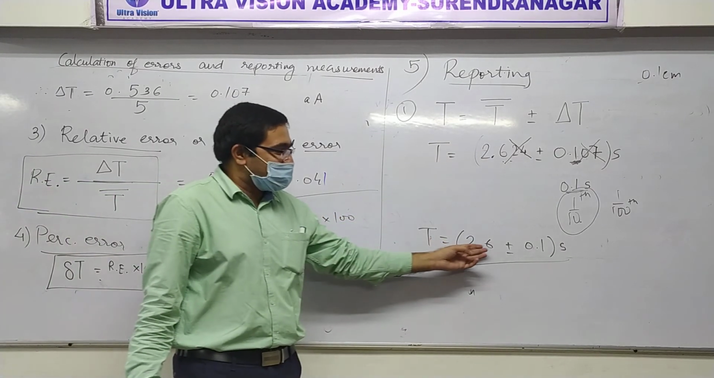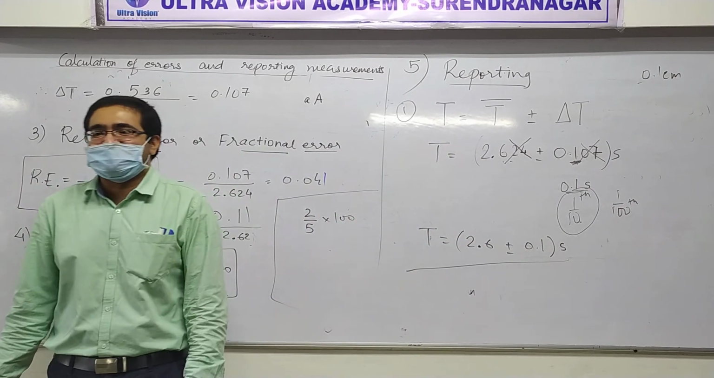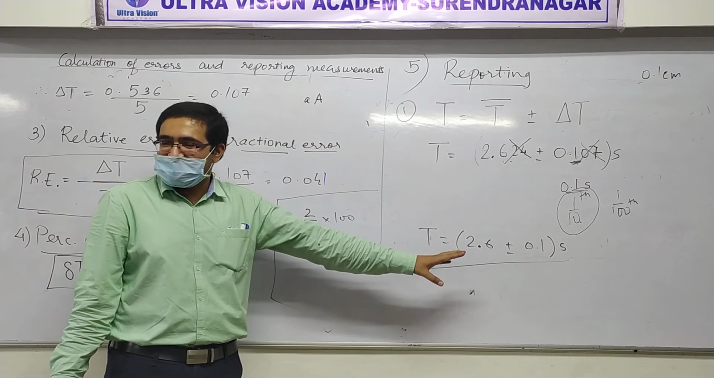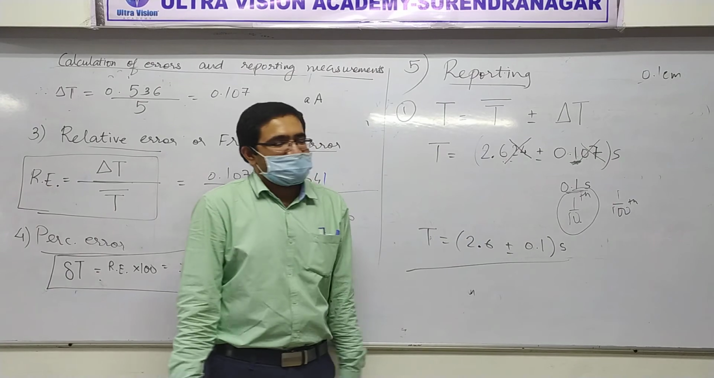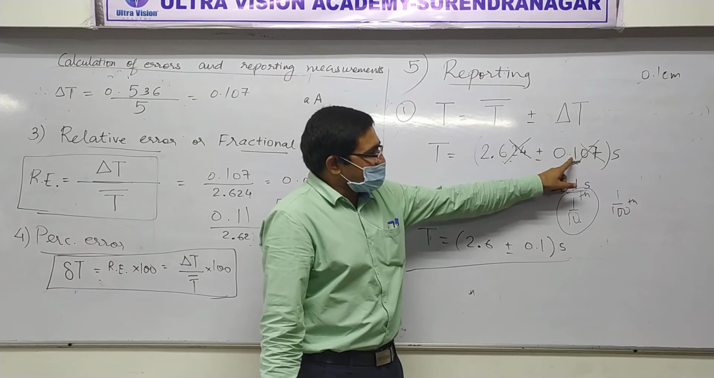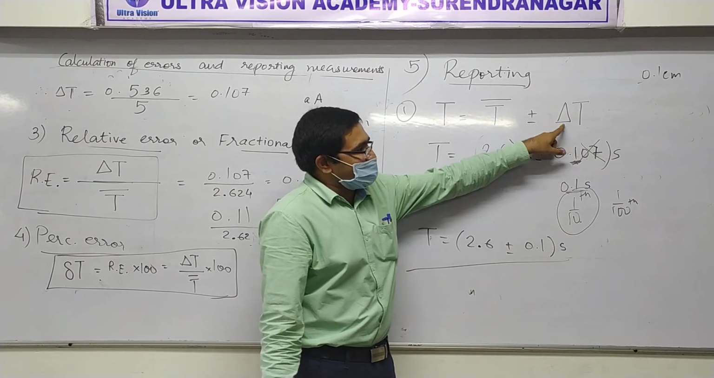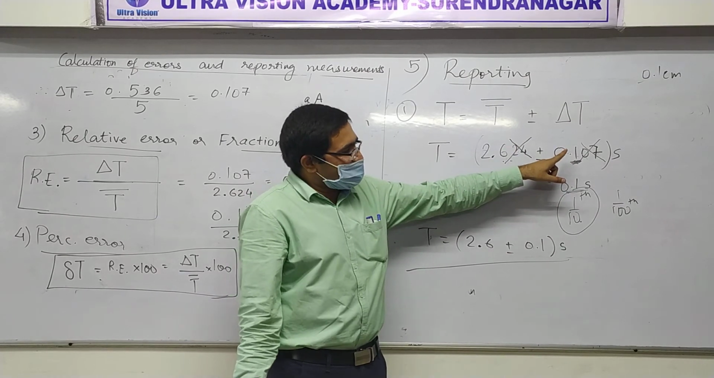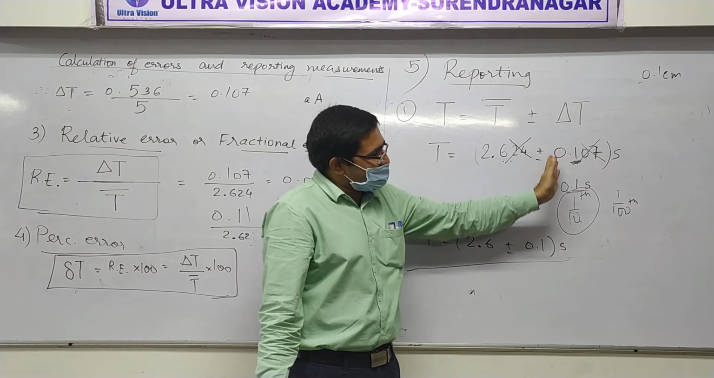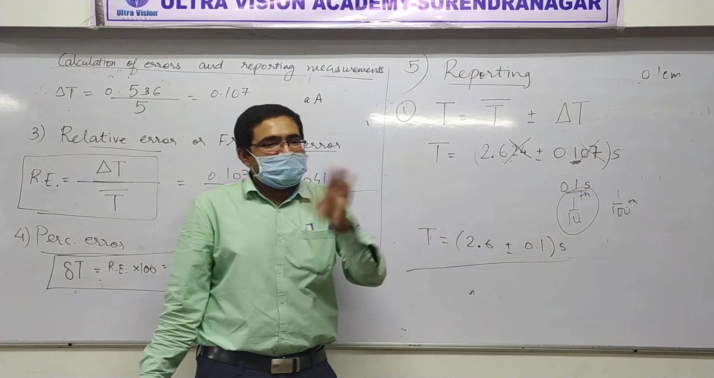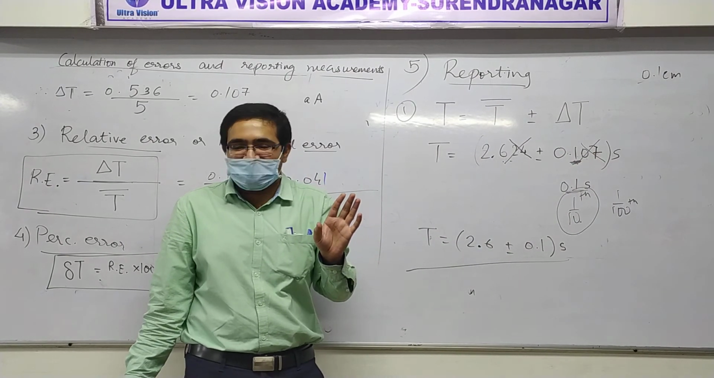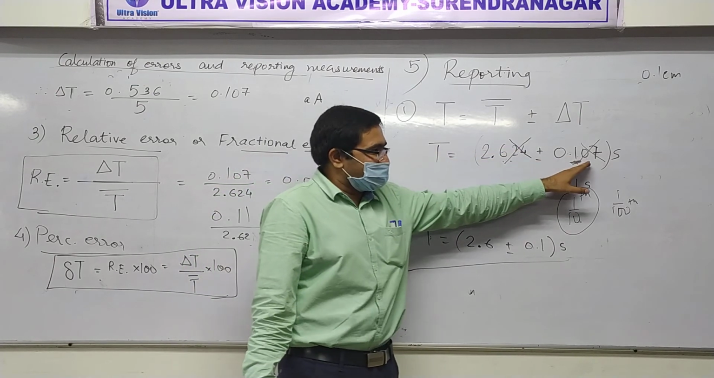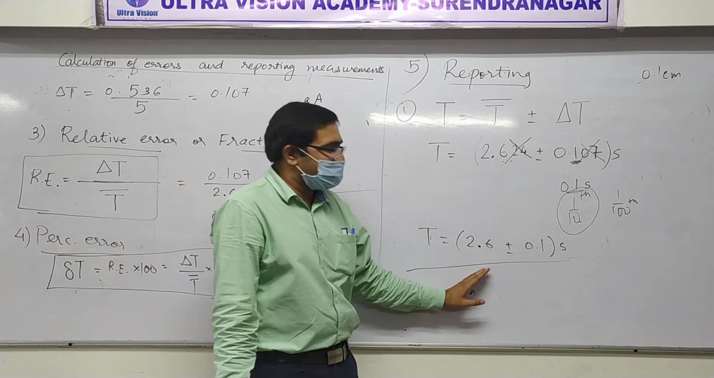So t is equal to 2.6 plus or minus 0.1 second. Is that clear? Yes, sir. Why did you remove 2 and 4? Because here the error is in the 1/10 place. Anything smaller than that, we have no idea whether the measurement is okay or not. So we just ignore it because it's not really measured properly. So this is it. Clear?